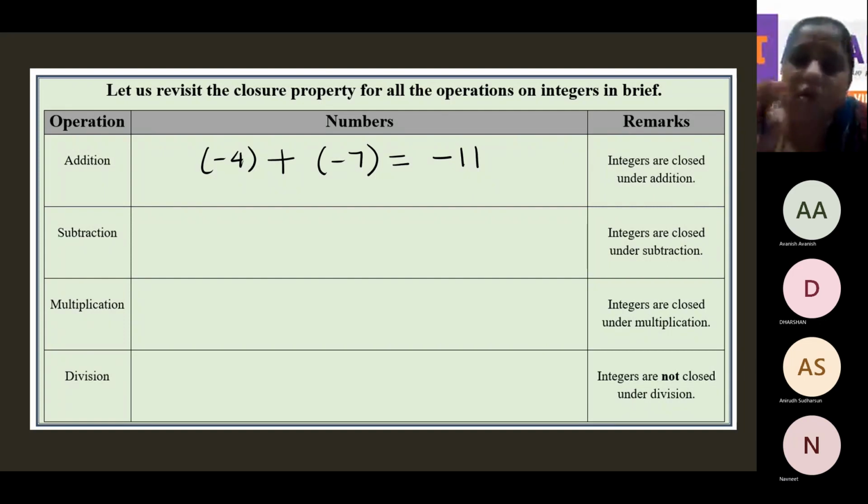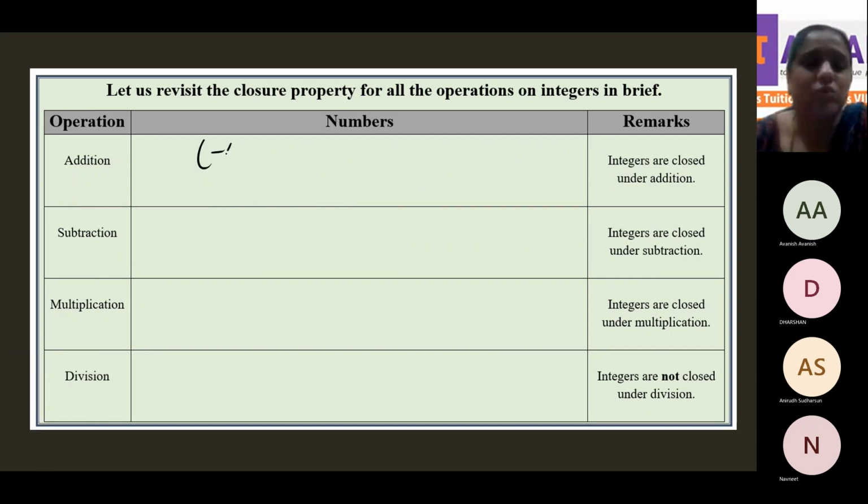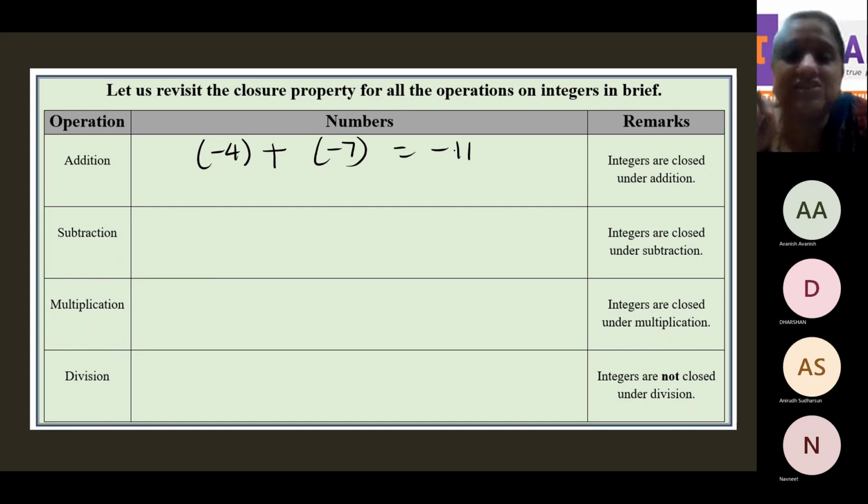If you don't understand these operations, I'll be telling you. Now, we're just trying to understand the property. Once we start working the sums, I will explain all this again: when to add, when to subtract, which sign to put. We'll see that in detail. So if you feel you have forgotten how -4 plus -7 is -11, don't worry now. I'll do that in the next session when we start the problems based on integers. So see here, I've taken one integer, this is another integer. The sum of two integers is also an integer. That means integers are closed under addition.